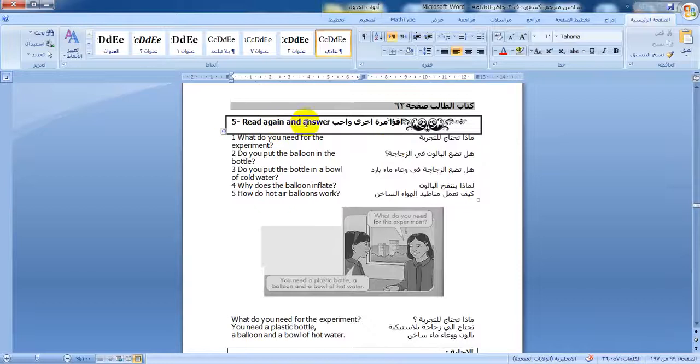5. Read again and answer. 1. What do you need for the experiment? 2. Do you put the balloon in the bottle? 3. Do you put the bottle in a bowl of cold water? 4. Why does the balloon inflate? 5. How do hot air balloons work?